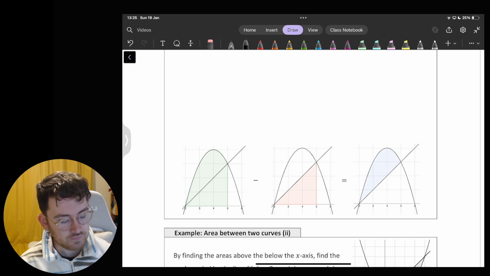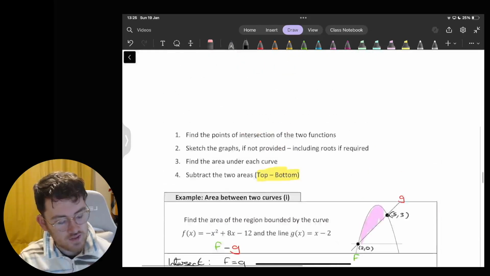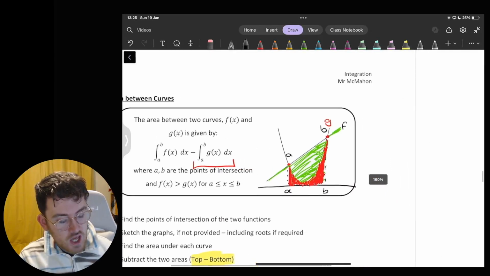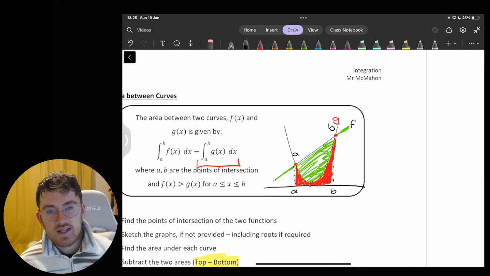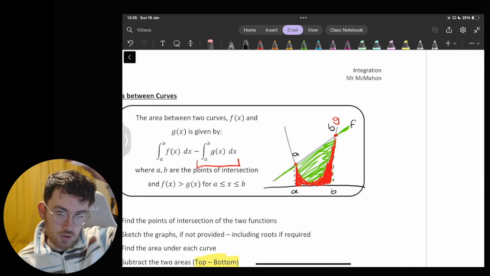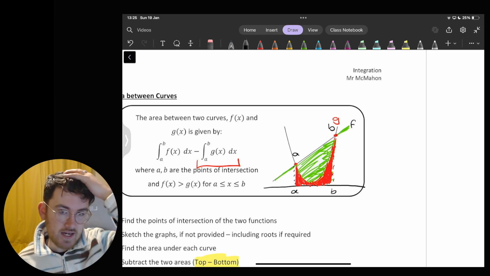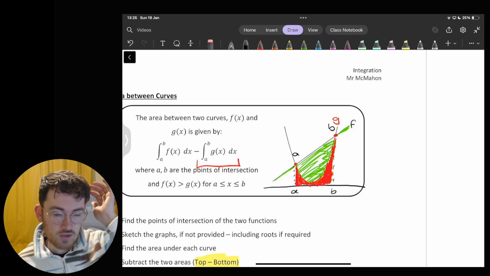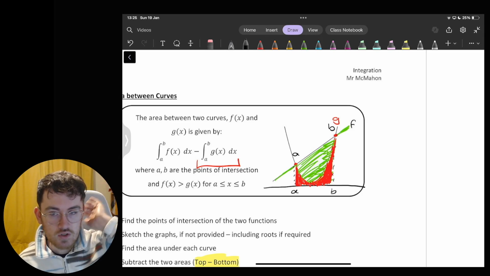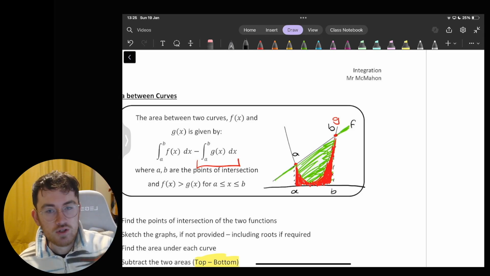Okay, so let's have a little look then at this other method that I was talking about. One of the things we'll notice here is that the bounds on the two functions are the same. So they're both being integrated between A and B. The other thing as well is that the functions are not swapping position at any point within the region we're looking for. So there's no swap in position. The function on top remains on top the whole time.